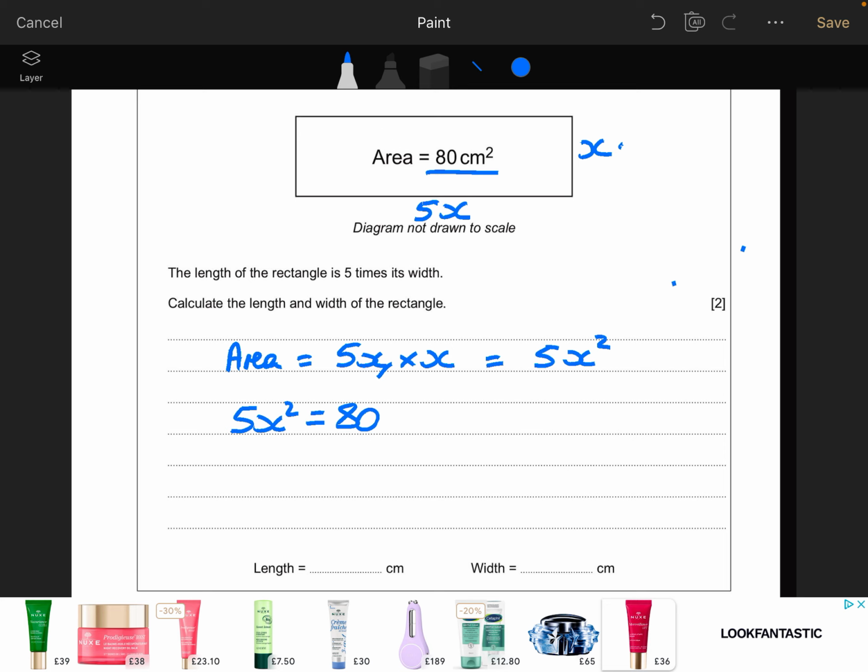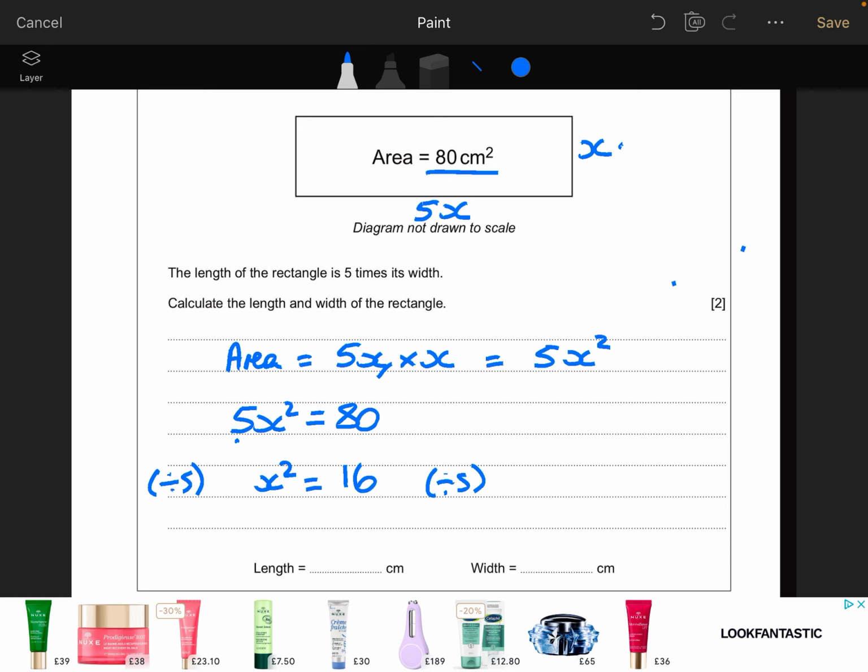To simplify that, I'm trying to find out what x is first of all. So I'm going to get rid of this 5. That's a times by 5, so I'm going to divide by 5. That will give me x squared, but I've got to remember to divide the other side by 5 as well. So 80 divided by 5: 80 divided by 10 is 8, so 80 divided by 5 will be double that, which is 16.